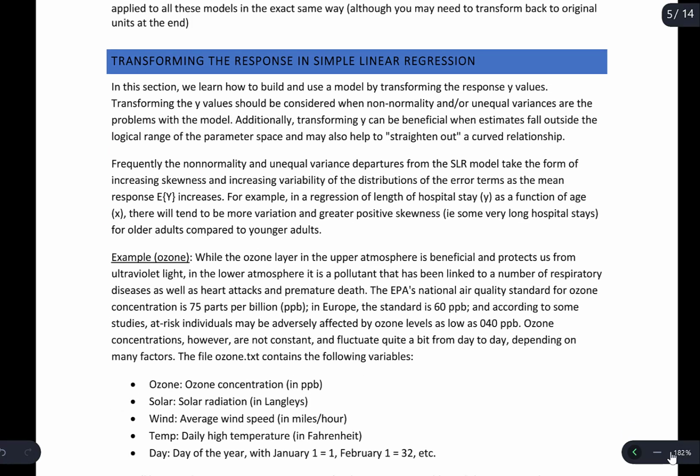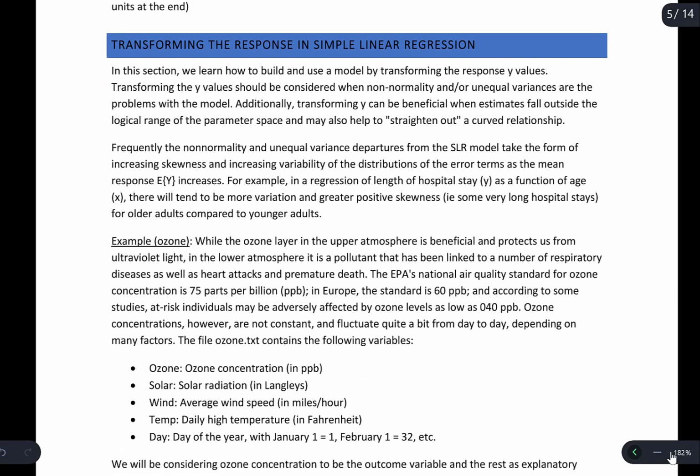So that was a little bit about transforming the predictor variable. Now let's switch over and talk about transforming the response variable. And again, we're going to talk about this for simple linear regression, but you could also do this with multiple linear regression. So before, the reason that we transformed the predictor variable was when we have violated linearity. Transforming the y value is considered when you've got non-normality or unequal variances.